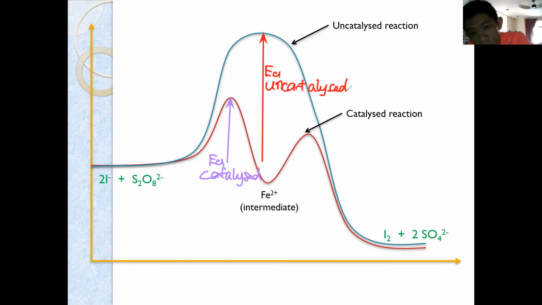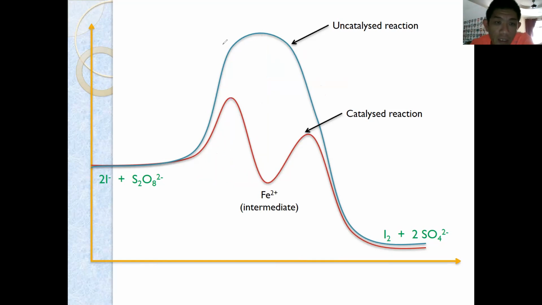So that is how you express the energy profile for the reactions. So with that, that is for the homogeneous catalyst. So what is a homogeneous catalyst? A homogeneous catalyst is a catalyst where the reactant and the catalyst are in the same state of matter.